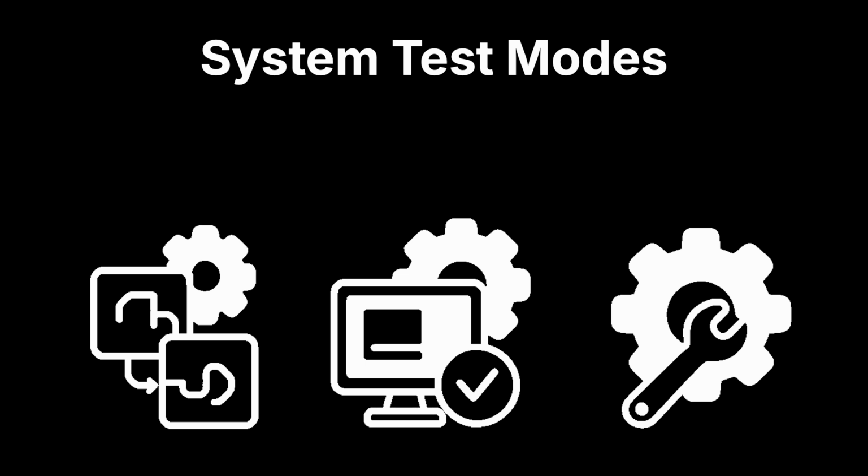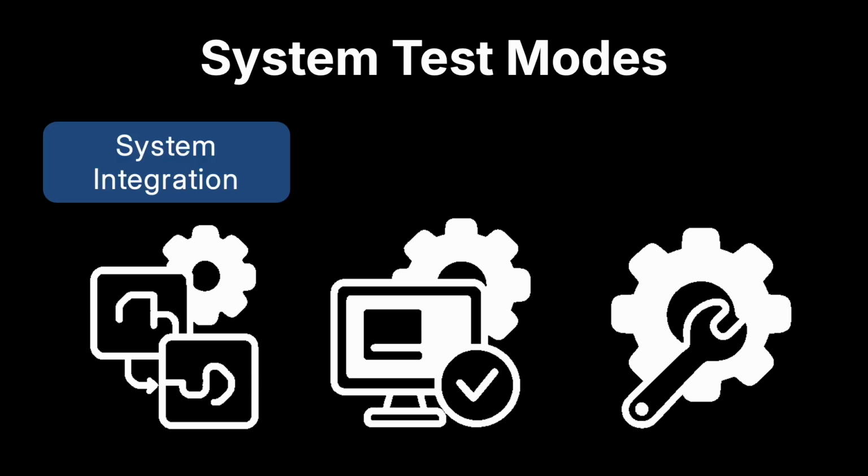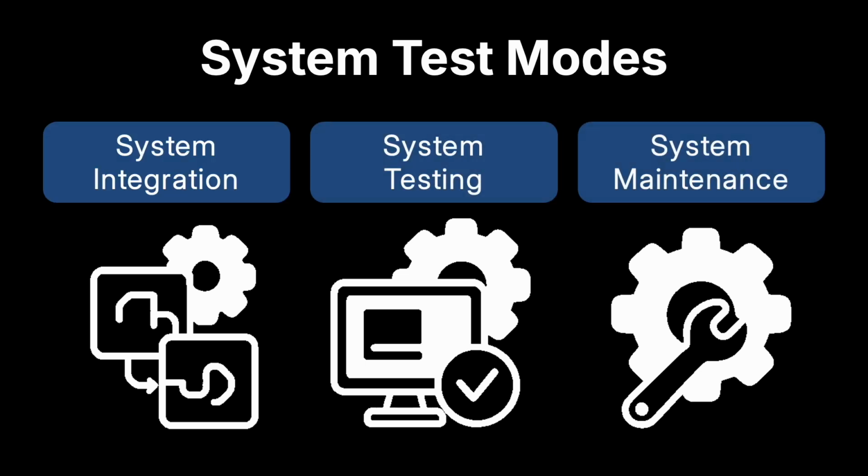Also, the terms for these activities and modes may differ from organization to organization and are therefore used differently by people. The term system test combines all modes, while there are the three following ones that are separated here: system integration, system testing, and system maintenance.